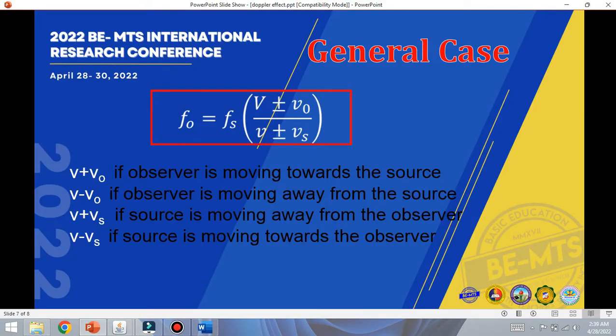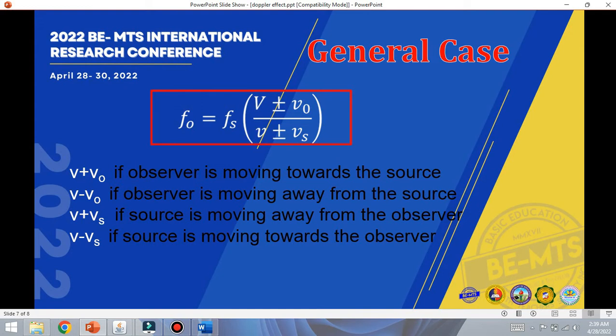Now, in the general case, the observer and the source are both moving. They are either moving towards each other, moving away from each other, or moving in the same direction. So this is the equation for the observed frequency when these two are moving. In the numerator we have v plus v of o if the observer is moving towards the source, and v minus v of o if the observer is moving away from the source. In the denominator, v plus v of s if the source is moving away from the observer, and v minus v of s if the source is moving towards the observer.